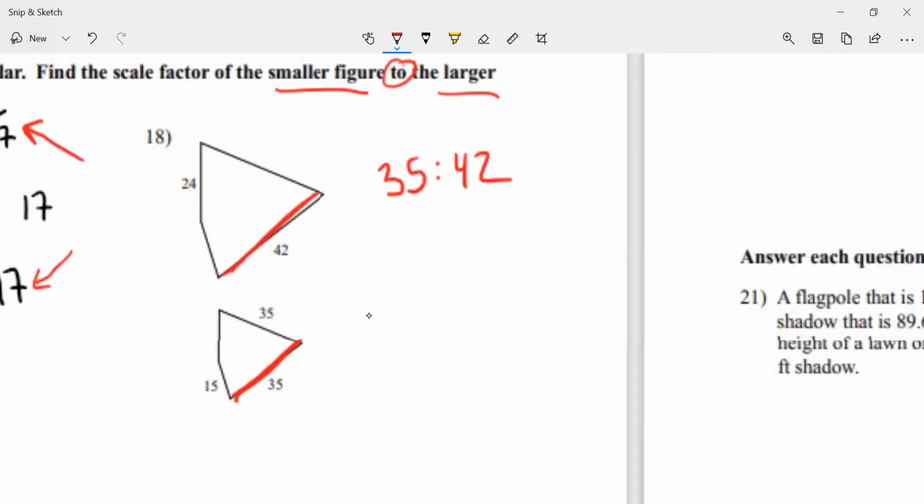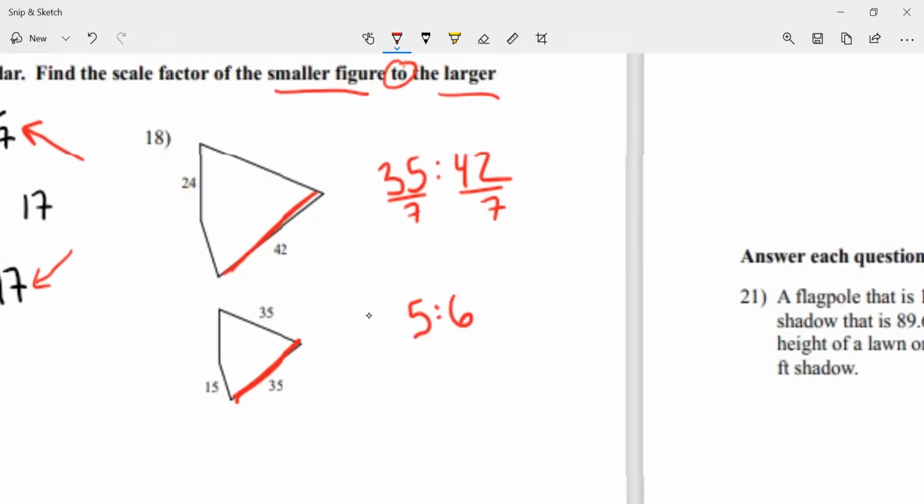And I'm going to simplify. I know 35 I can divide by 5 and I can divide by 7. But 42 cannot be divided by 5, but can be divided by 7. So in this case, let me divide each of these by 7. Like I said, I have to simplify my numbers. So that's going to give me 5 to 6.